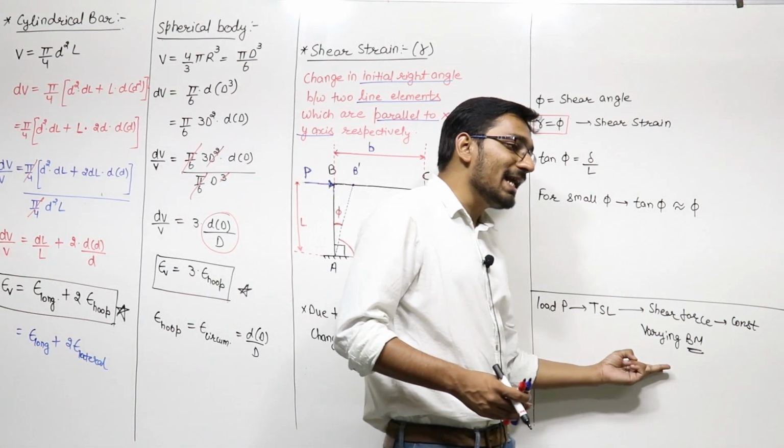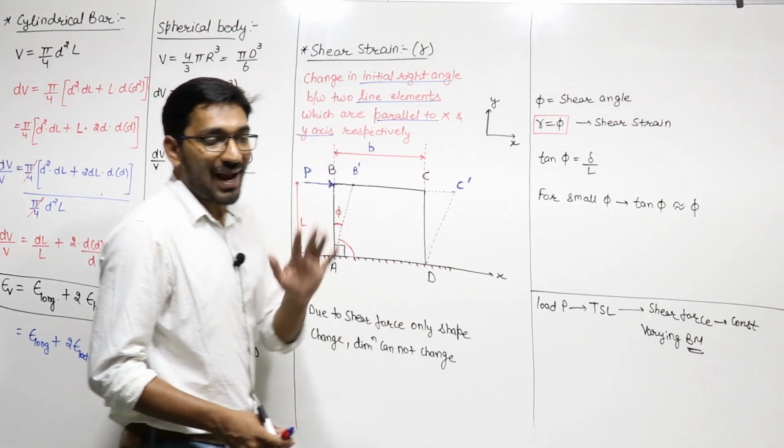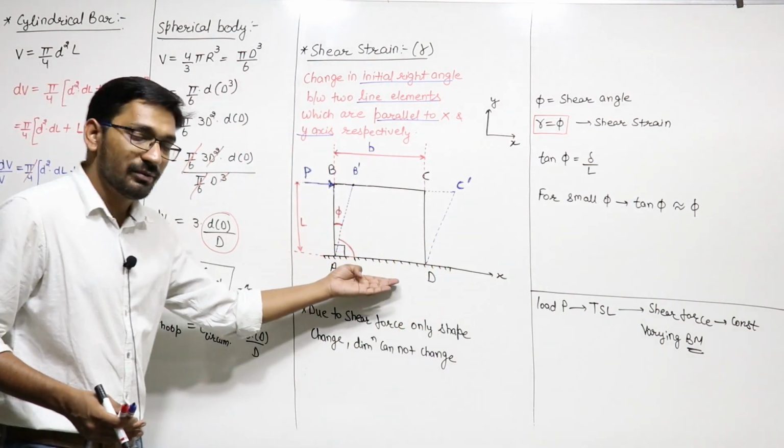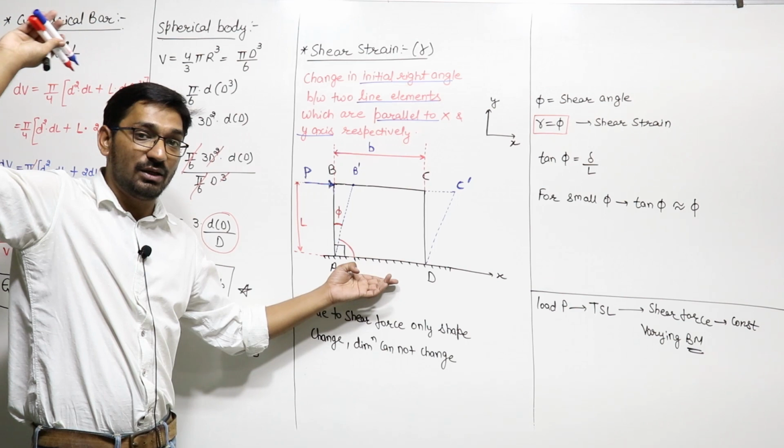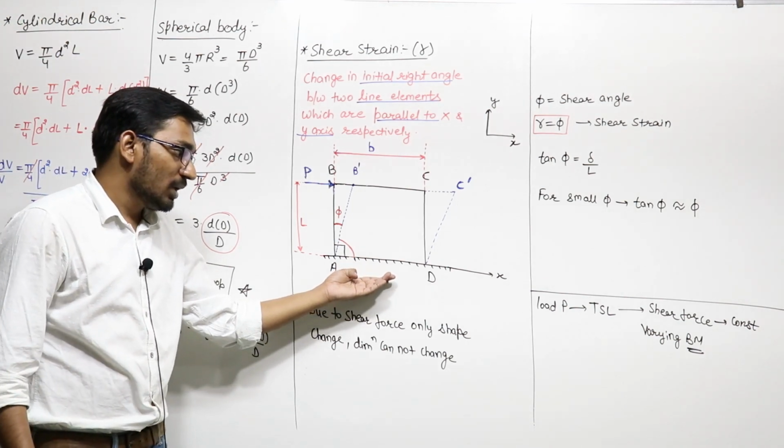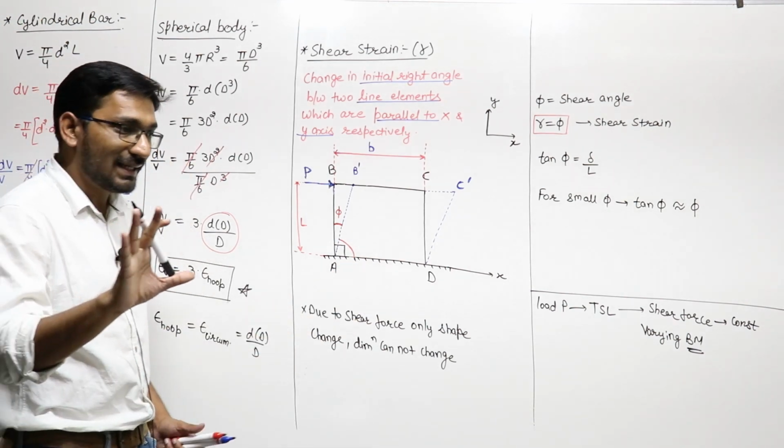Just stay focused. A transverse shear load will be equal to a shear force and a varying bending moment. And this varying bending moment is maximum at the fixed end. We already saw that in our previous discussion, if you refer to your notes.